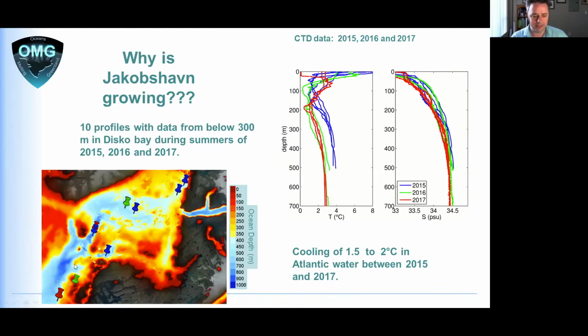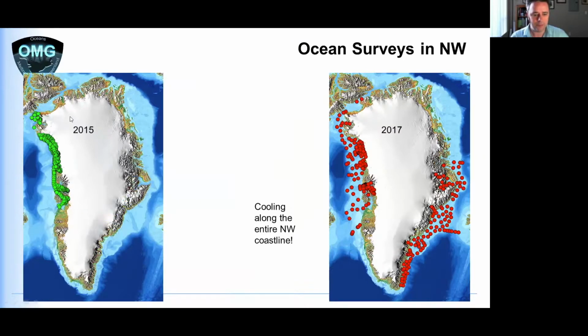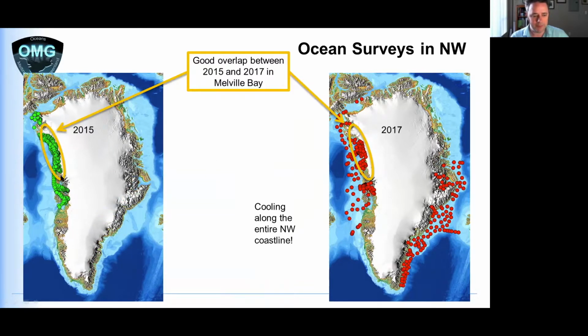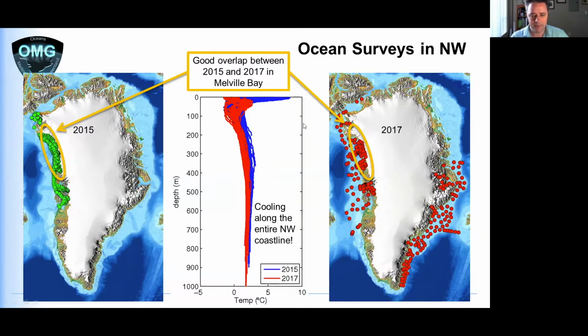So all of our data is offshore of the actual fjord, but nevertheless, this cooling is interesting because it's actually broad scale across the entire shelf. So if we zoom back out to the 2015 and 2017 data in Melville Bay, we can look and see if this signal persists in a much broader area. So I'm just plotting the data from Melville Bay in 2015 and 2017. Here, blue is 2015, red is 2017.